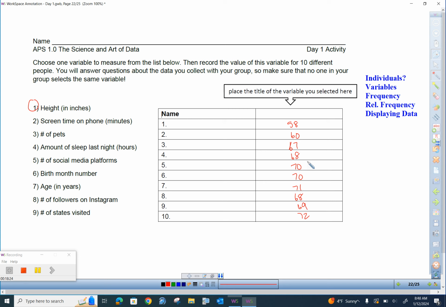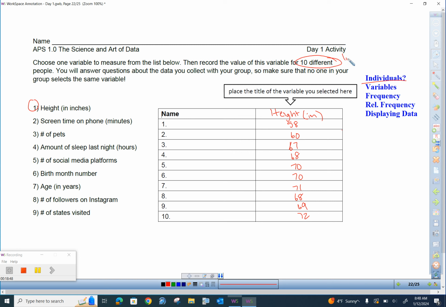So those are our numbers. I just made those up for you since you were not here. That's our height in inches. And what we're going to do is classify each of these. Make sure we know the individuals here are the 10 different people.